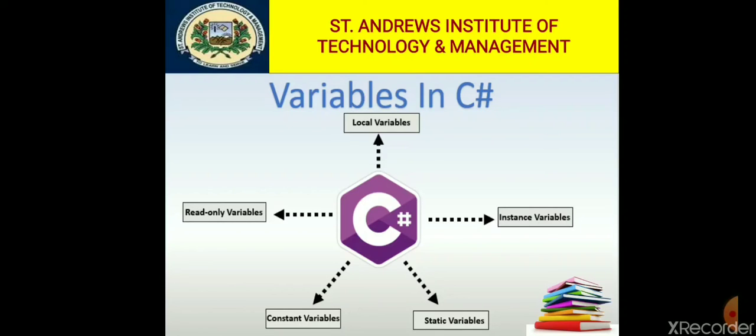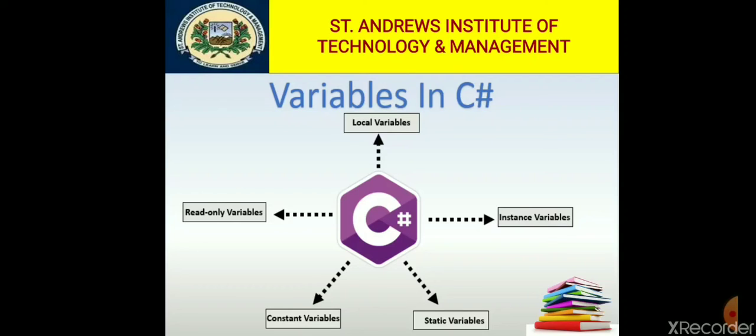Local variables cannot be defined as public or private because they are used where they are declared. They are not accessible outside the method in which they are defined. That's why they are called local variables.